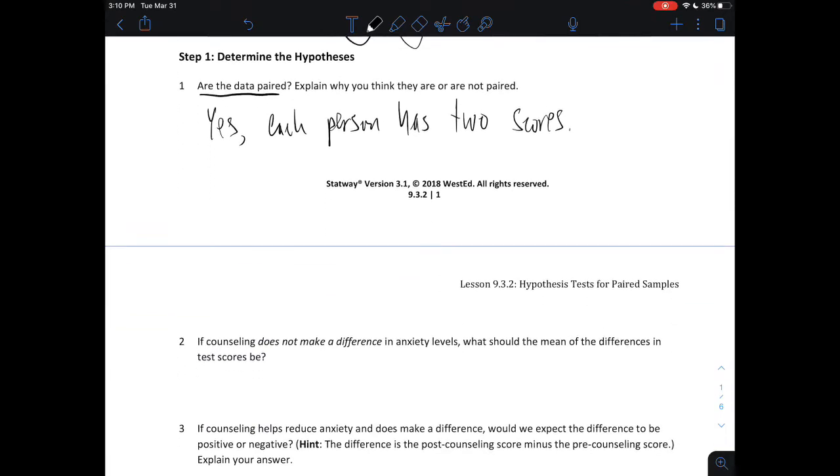Number 2, if counseling does not make a difference in anxiety levels, what should the mean of the differences in test scores be? So here we see this phrase that we've seen before, does not make a difference or no difference. So if there is no difference, that means that the difference would be 0 on average, which is giving us the inclination that the mean of the differences should be 0. So no difference, which means that the mean of differences in test scores is 0.